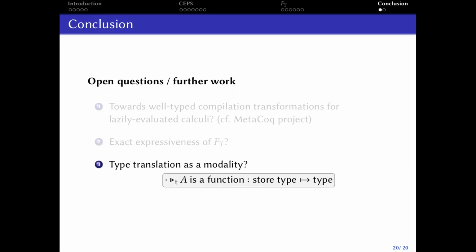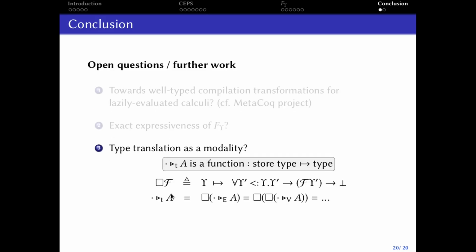Finally, we would like to see whether we could define the type translation through a modality. By this we mean that if we look at the translation of A under some contexts, this function is mapping a store type to a type, and what we've been doing all the time is to use a transformation on such a function, saying that if f is such a function, we consider the function mapping a store type to the whole translation, that is waiting for an extension, getting a store of that type, then using f to transform this extension and returning bottom for the continuation.